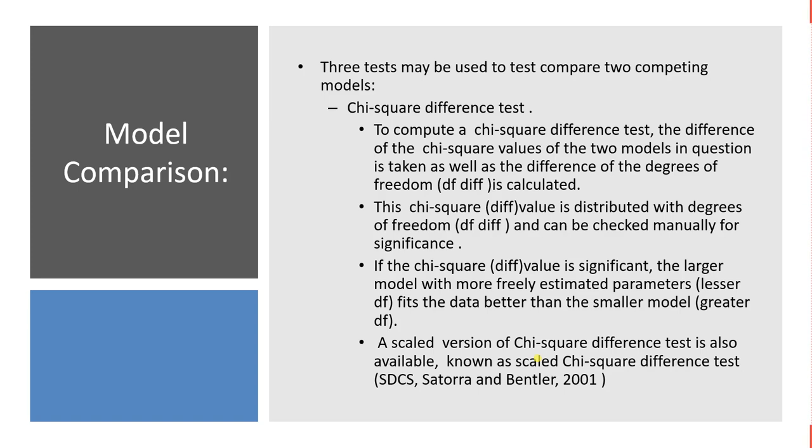And then subtract the degrees of freedom of these two chi-squares and examine whether, on that difference in degrees of freedom, the chi-square is significant or not. If it is non-significant, then the two models are not significantly different. But if the value is significant, then we can say that the modification has resulted in a better model fit.